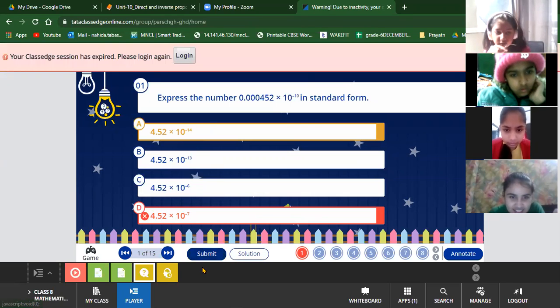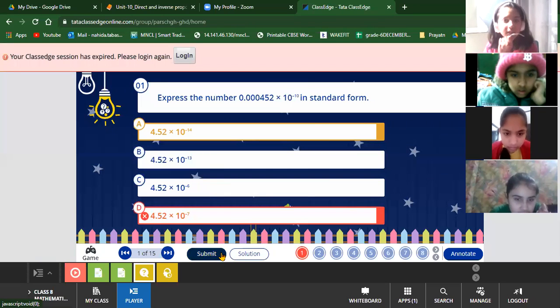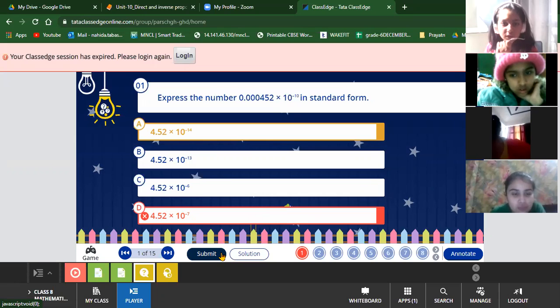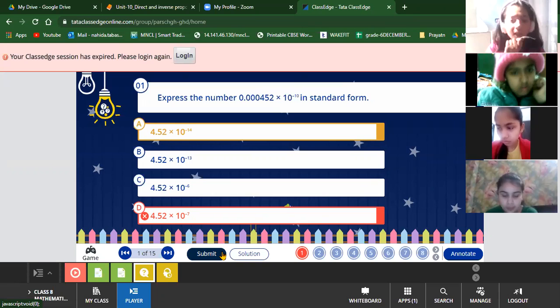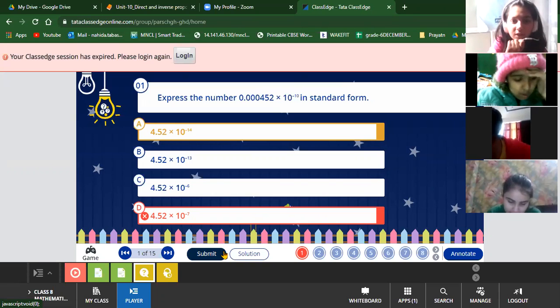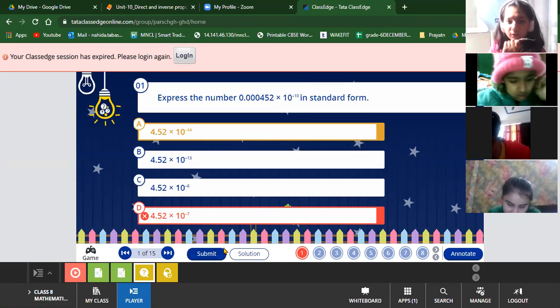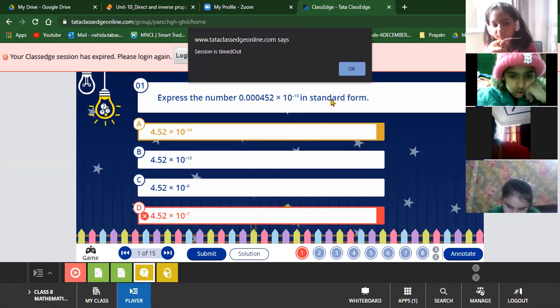Very good. Harshita, can you explain it again? Yes, Gurma. They gave us a number 0.000452 into 10 raised to the power of minus 10. First of all, we focus on the number 0.000452. There we'll move the decimal between 4 and 5, which will give us 10 raised to the power of minus 4. And then at last we'll get 10 raised to the power of minus 14. Very good.